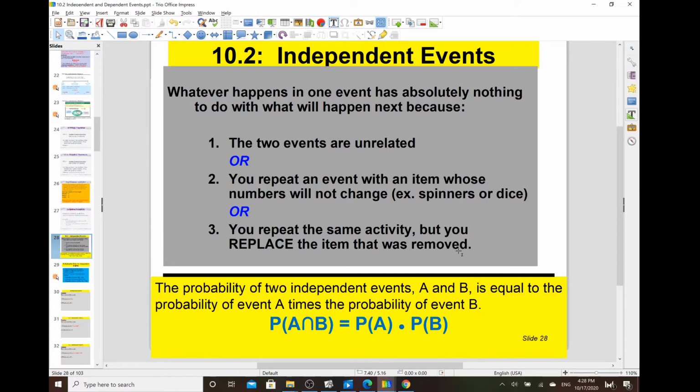The probability of two independent events, A and B, is equal to the probability of event A times the probability of event B. So the probability of A intersect B equals the probability of A times the probability of B. Again, if two events are unrelated, we just find the probability of each event separately, and then we multiply them. Okay, so now let's look at the example.